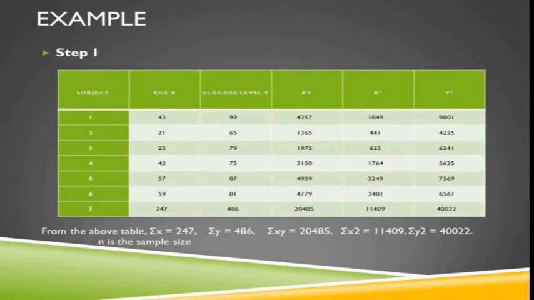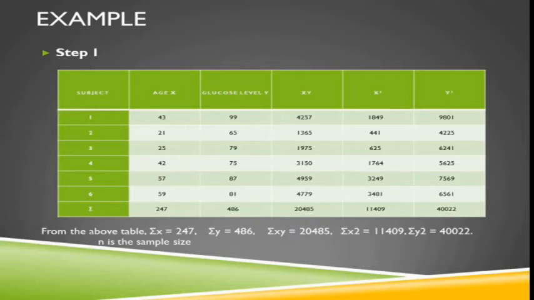Let's consider an example of a sample data set and find the correlation coefficient. The very first step is to find a linear regression equation to determine if there is a relationship between the two variables. In the table, we have the age in the X column and glucose level in the Y column. Now, we will find out the values of xy, x squared, and y squared.